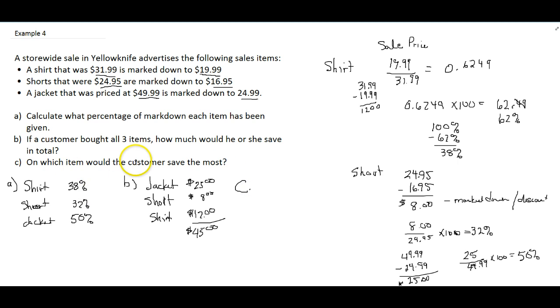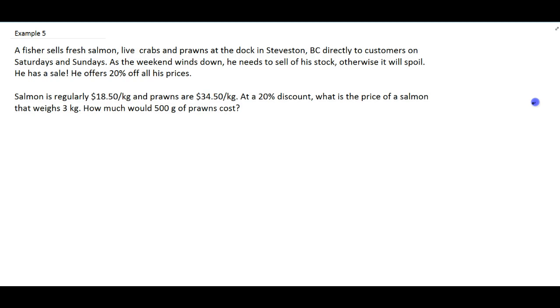And then on which item would the customer save the most? Well, the customer is going to save the most on our jacket. They have a savings of $25 versus $12 and $8. Let's look at example number 5.